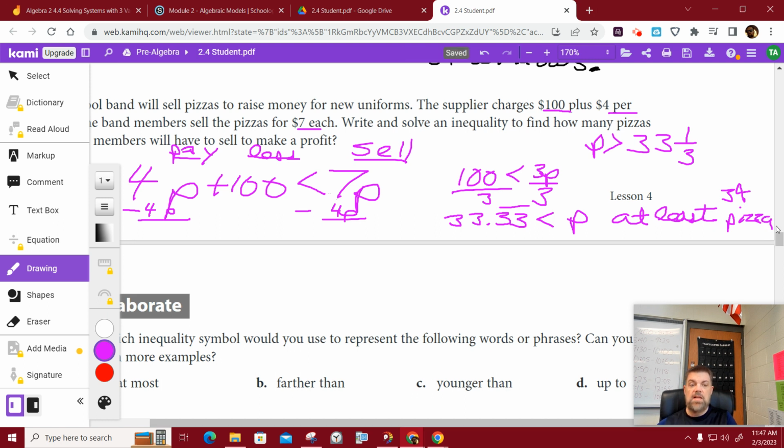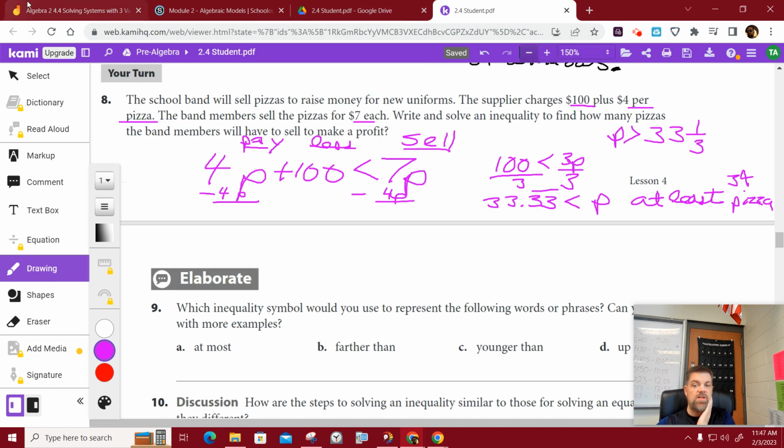Okay. I'll leave that up there for a second. I'll zoom out so you can see the whole thing. Make sure that you have everything written down.